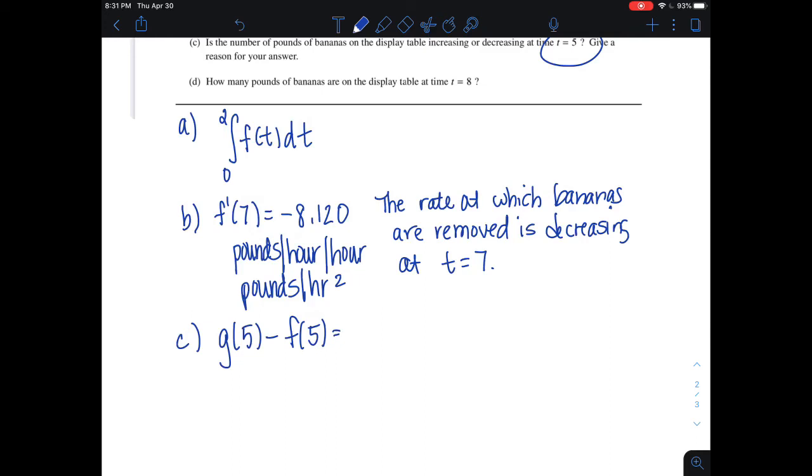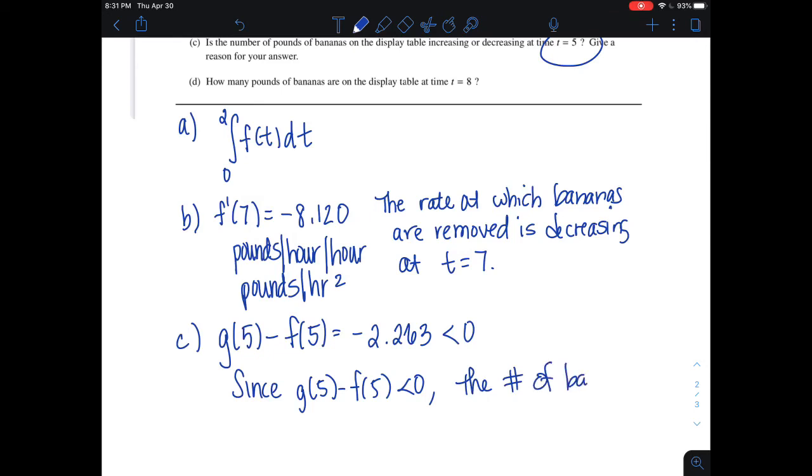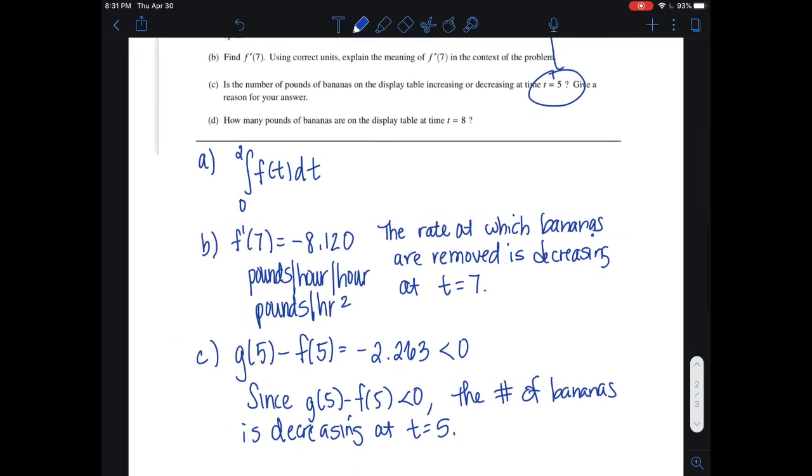So in this case, you'd have to figure out what's the value of g of 5 minus f of 5. Again, this itself is a calculator-based question. You might not necessarily have a question like this, but I want to go over these concepts. When you start plugging in, you'll see that you get a negative value when you do g of 5 minus f of 5. The fact that that overall rate of change is negative tells you the bananas are decreasing at that particular point. Okay, so you would say, since g of 5 minus f of 5 is less than 0, the number of bananas is decreasing at t equals 5.